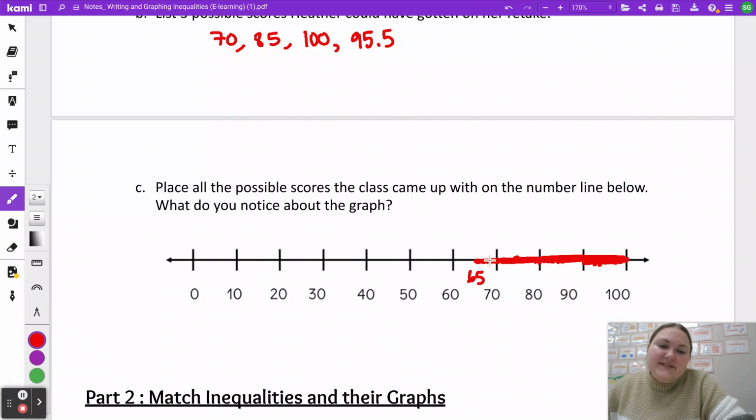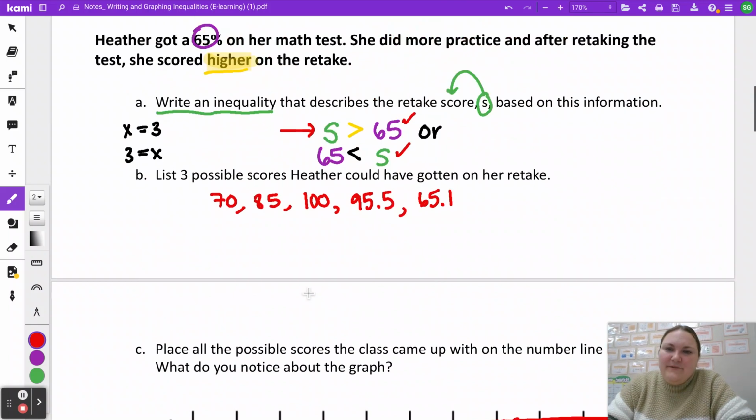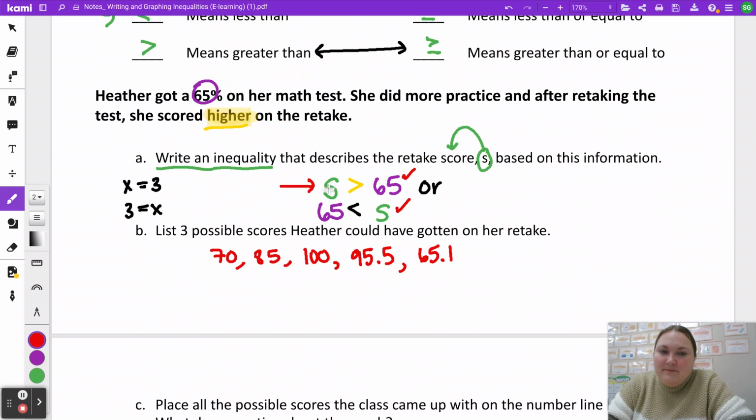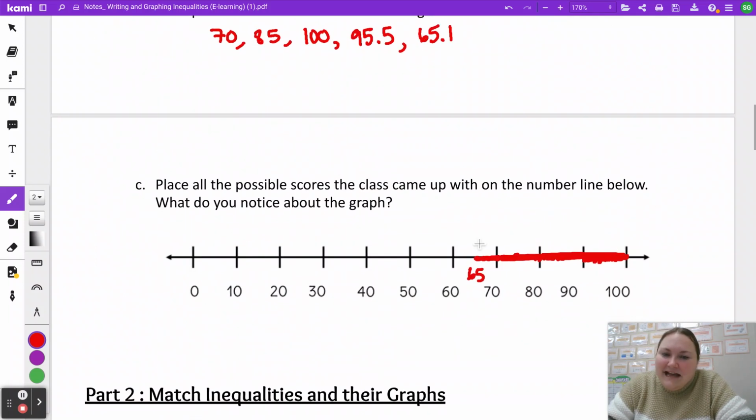But there's a second part to this. We're trying to color all the different numbers that would be higher than 65. And I'm getting really close to that 65, right? 65.1% would be higher, not a lot higher, but it would be higher. But we have this question at 65. Are we talking about numbers at 65? Well, if you come back to the story, we're trying to describe her retake score. And if we know her retake score is higher, 65 wouldn't be a possibility. If she got 65 on the retake, that's not higher, that's the same. So 65 is not a possibility.